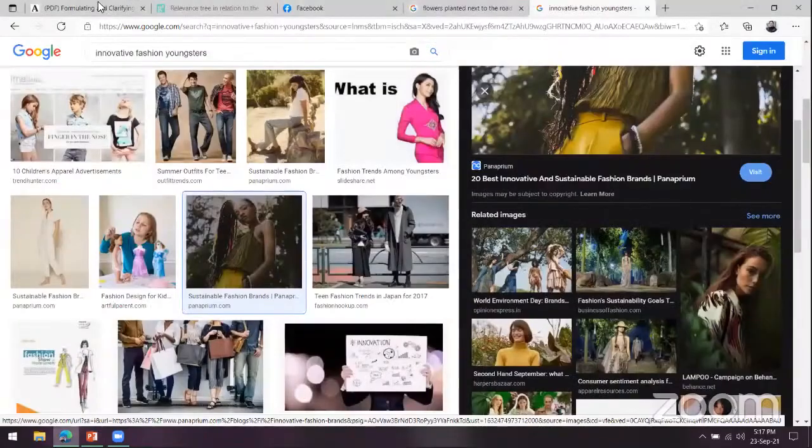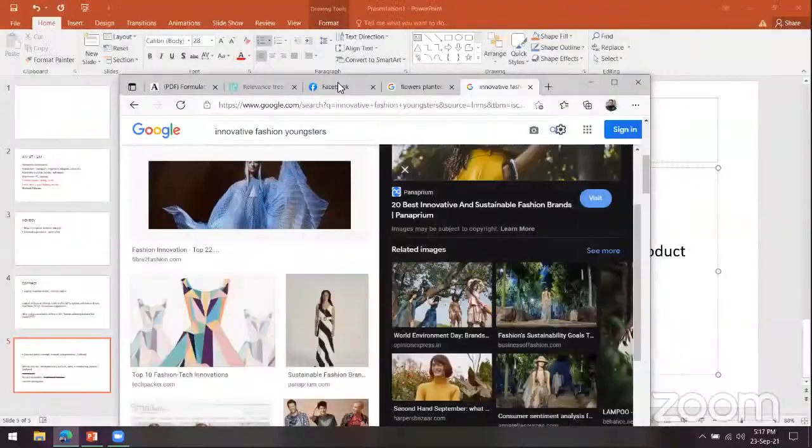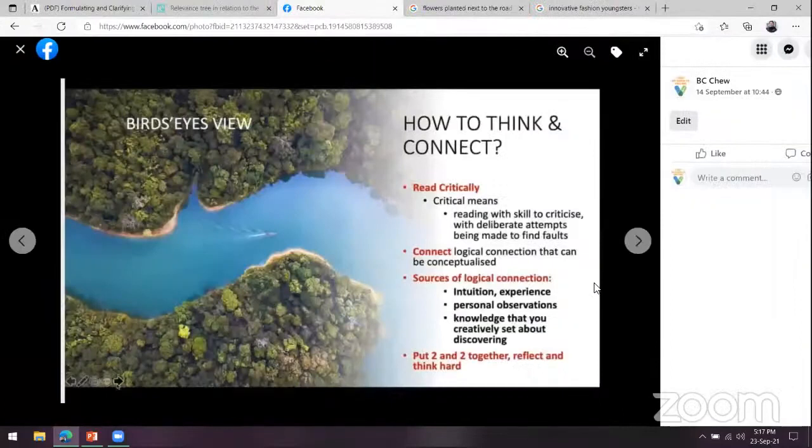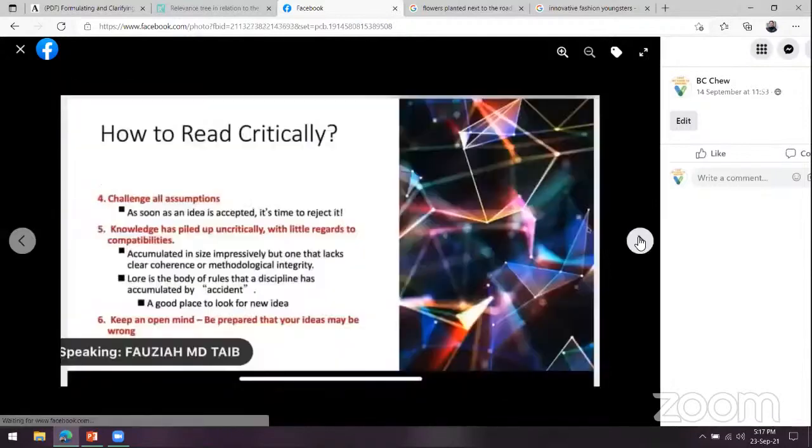So the next one I would like to talk about is the Facebook pack. We need to connect because it has to be a logical connection that can be conceptualized. Now, how do we get a logical connection? It's your intuition, your experience, your observation, the knowledge that you have known and discovered. These will be the sources of logical connection. Put all this together and you need to reflect. You have to think again and again and think very hard. Do you get my ideas right now? How are you going to have this connected?